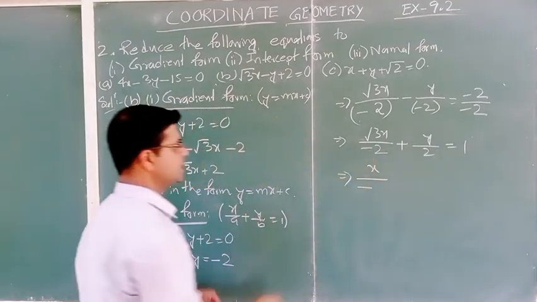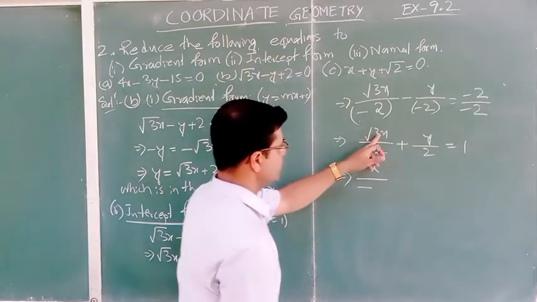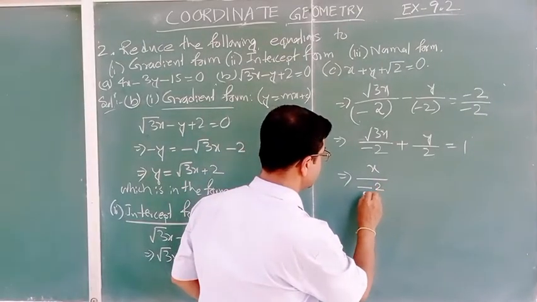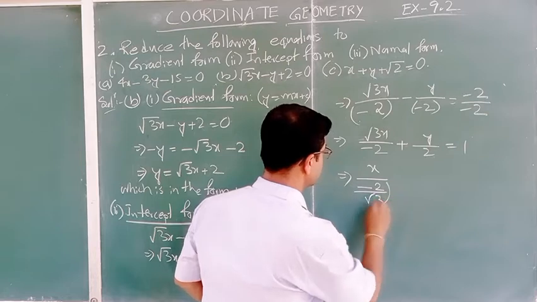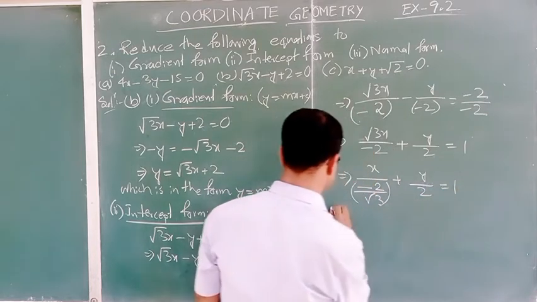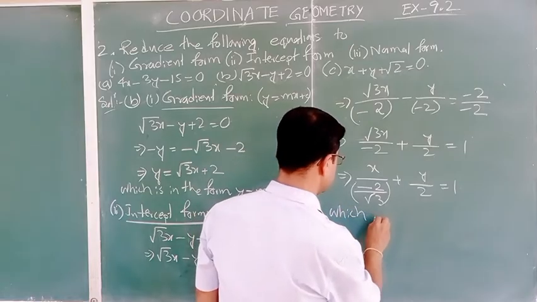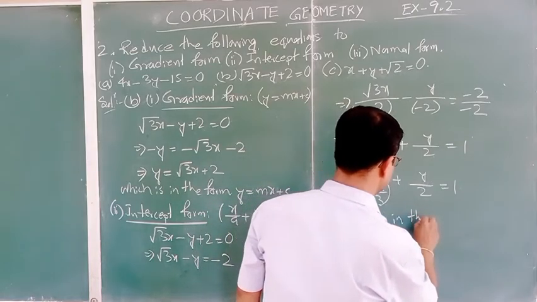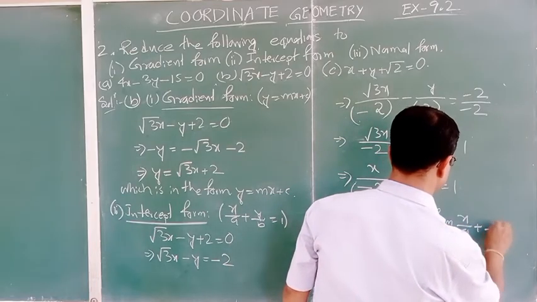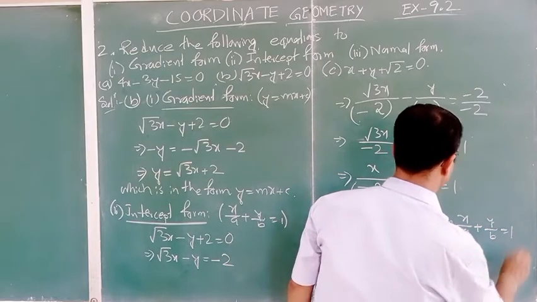How do we express that? This root 3 we have to bring here. So how we will write? This is x by 2 divided by root 3, then plus y by 2 is equal to 1, which is in the form x by a plus y by b is equal to 1.